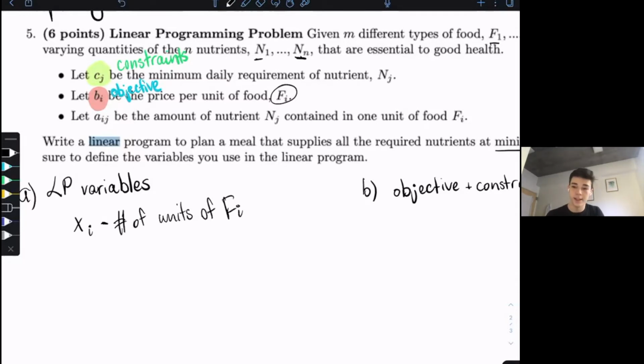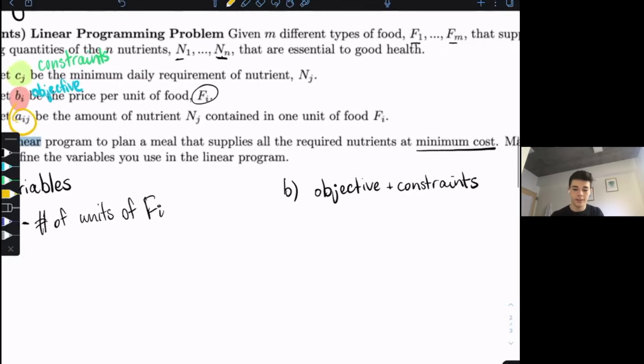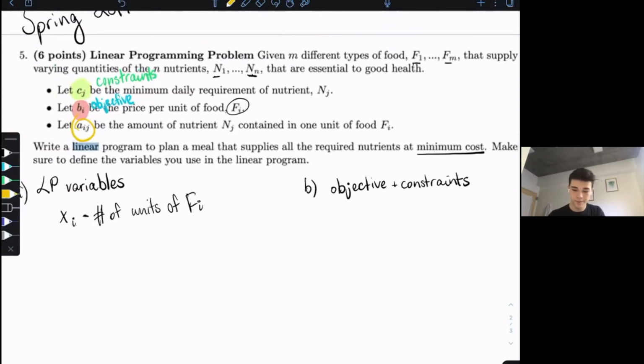So basically all of these Xi's are going to be multiplying the price per unit food, because to calculate the total price, you need the number of units multiplied by the price per unit. And they're also going to be multiplying this value here, aij, which will be the amount of nutrients that you get for food xi. So given that we talked through this, let's define the constraints mathematically.